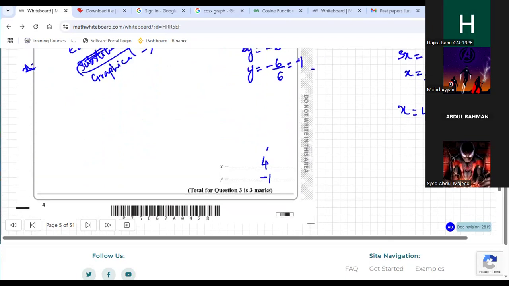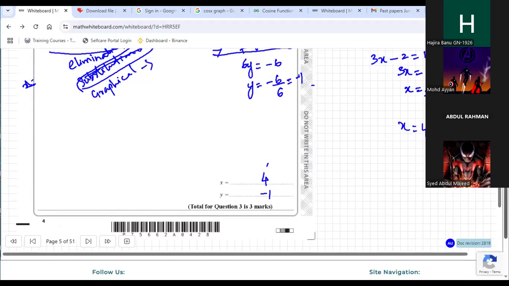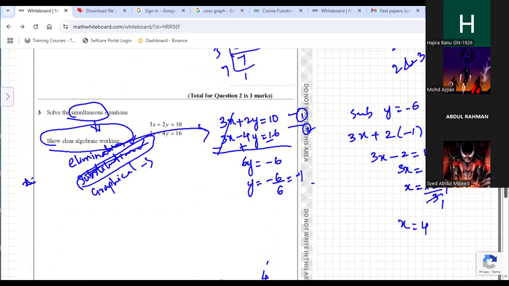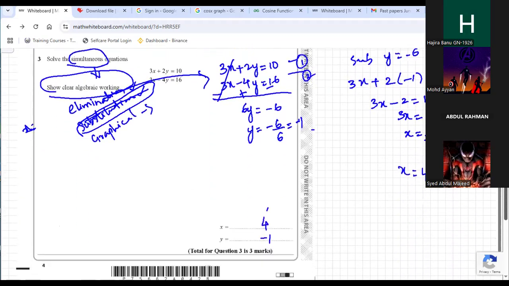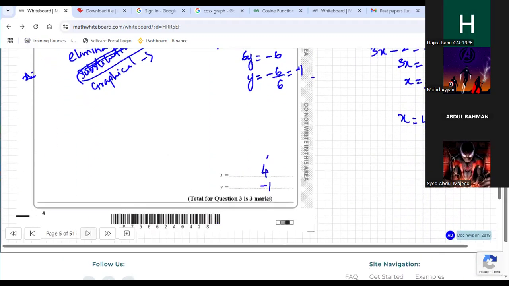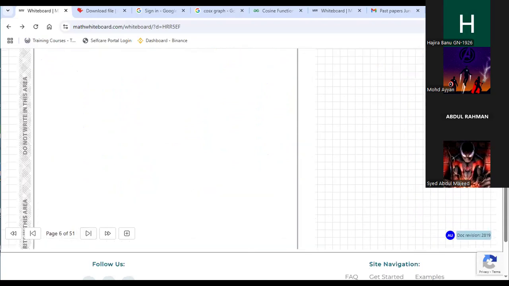I hope it's clear. Any clarification needed in this question, do let me know. In the previous question, Ma'am, yes, ma'am, clear. Okay, thank you.